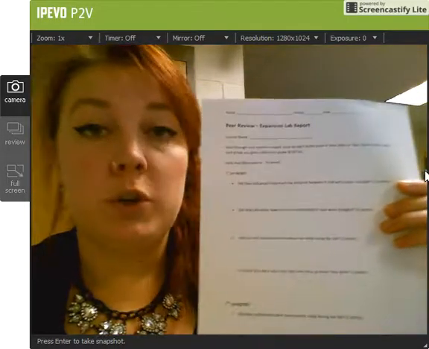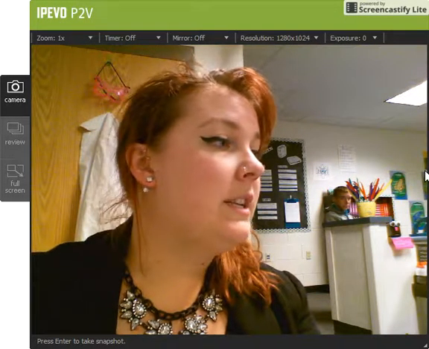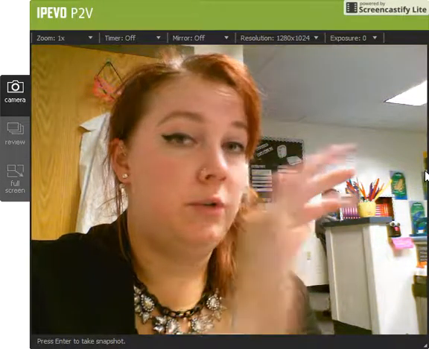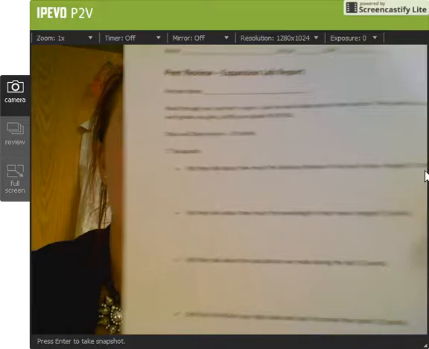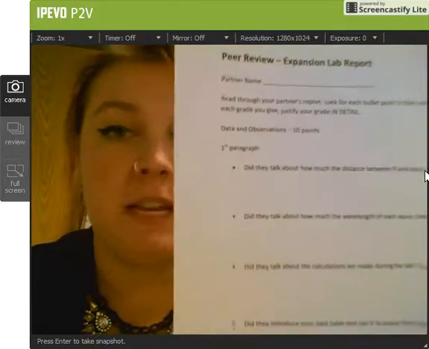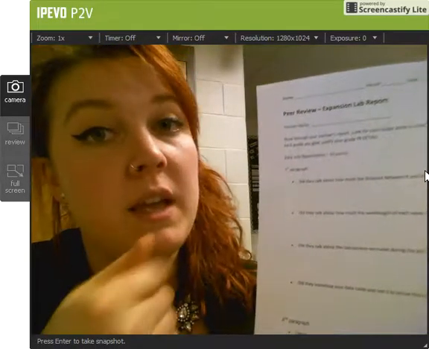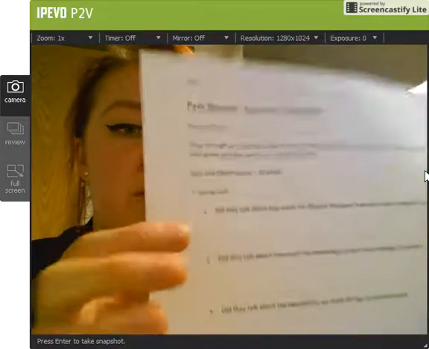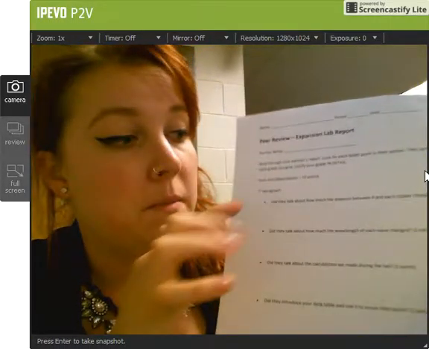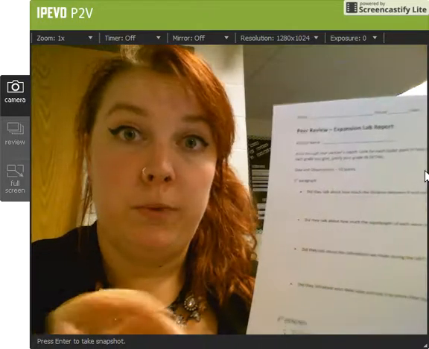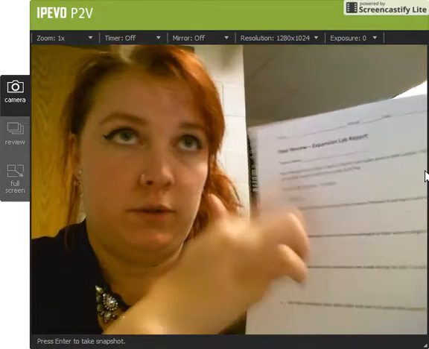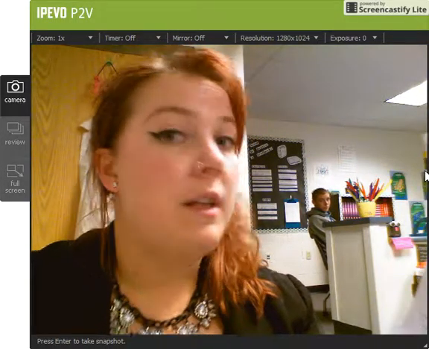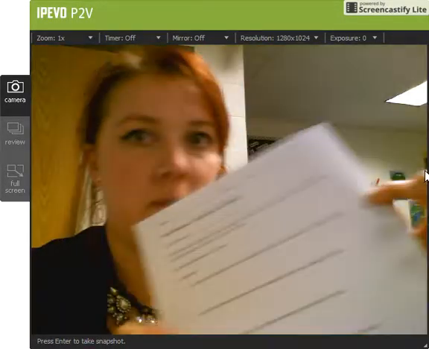So what you're going to do with your peer is exchange data and observation sections, and you are going to read each other's sections, and then you're going to make sure that they have each one of these bullet points, okay? Then based off of what you think of their data and observation section and each of these bullet points, because they're worth 2 points, you're going to give them 0 points, 1 point, or 2 points for each of those bullet points. Now, if they don't even have the bullet points information in the table, then you need to give them a 0.